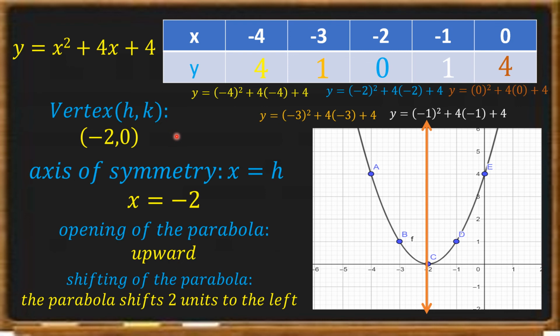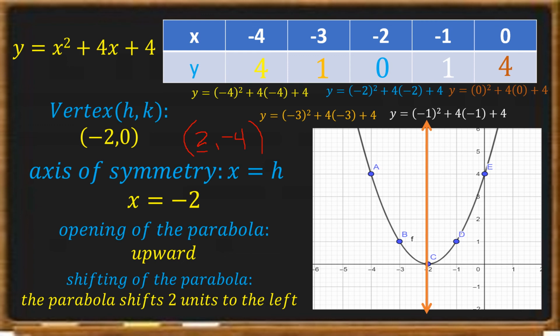Okay? So, kung ang vertex nyo ay positive 2, negative 3. So, anong shifting nun? Halimbawa, ang vertex nyo ay positive 2, dito kasi tayo magre-refer eh, tsaka negative 4. Example lang yan. O halimbawa, ganyan ang vertex nyo. So, anong axis of symmetry? Basta alam nyo na yung vertex, alam nyo na lahat yan. So, axis of symmetry natin, x is equal to 2. Ito, gagamitin nyo lang tong h nyo dito.